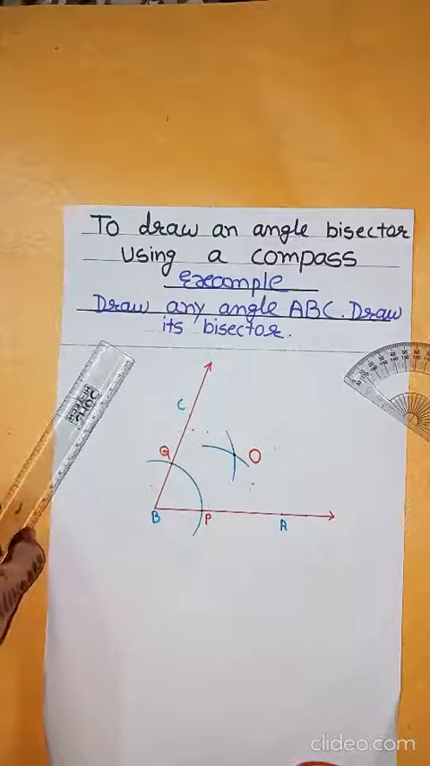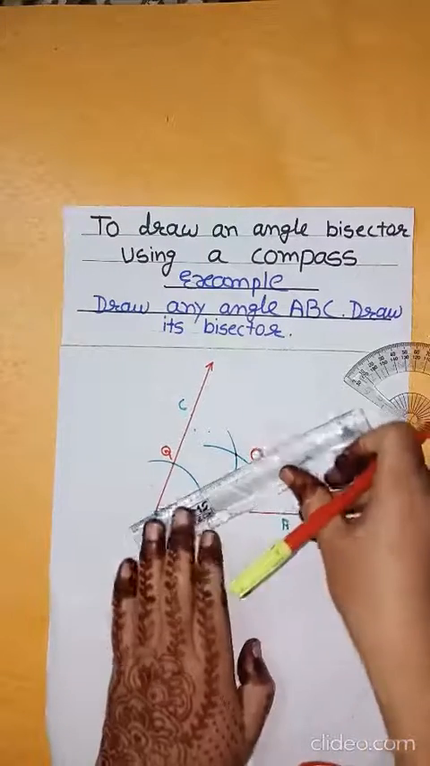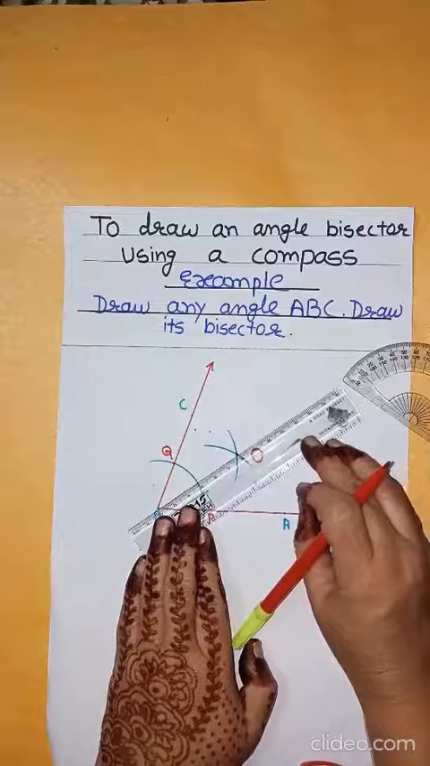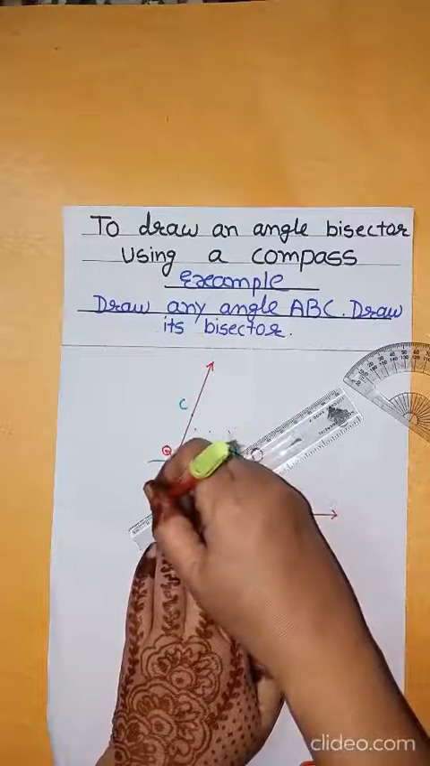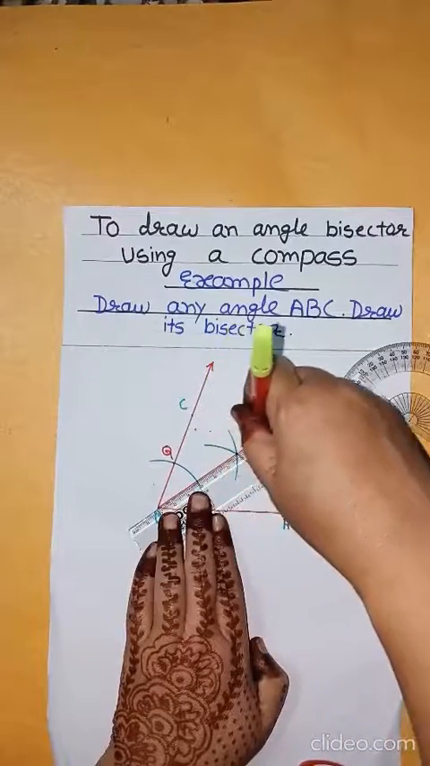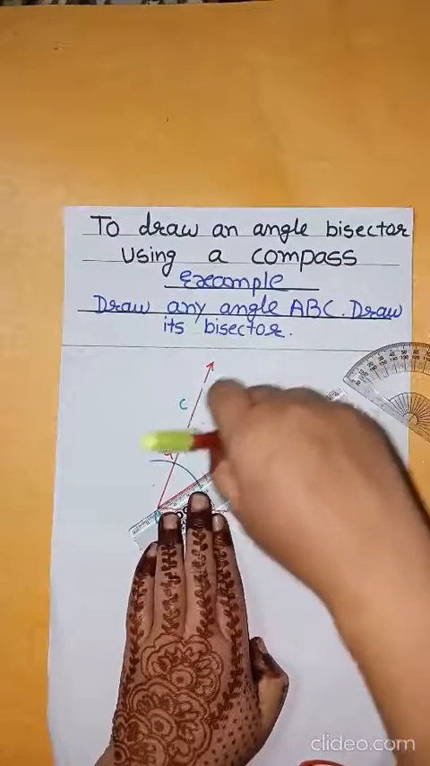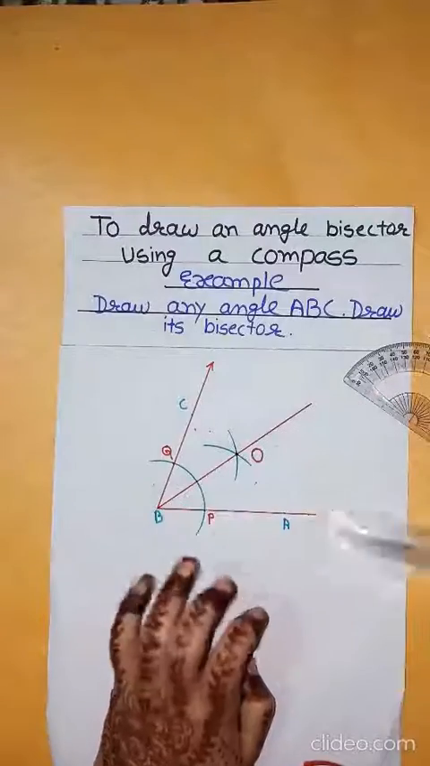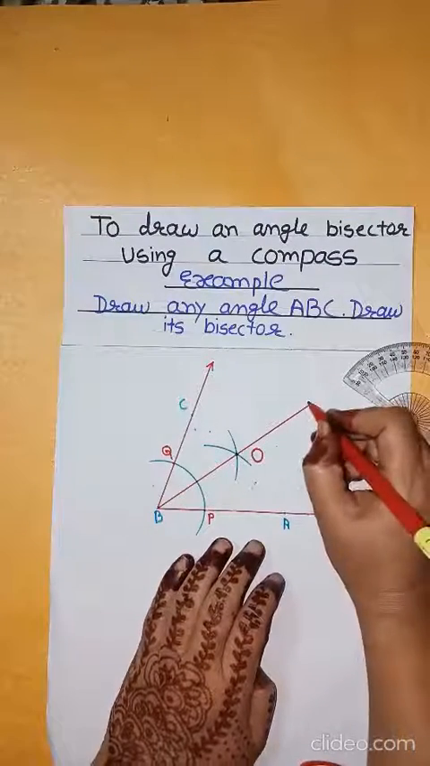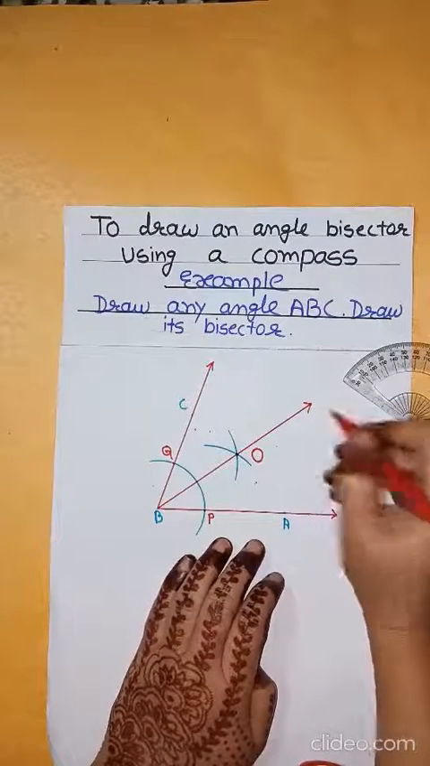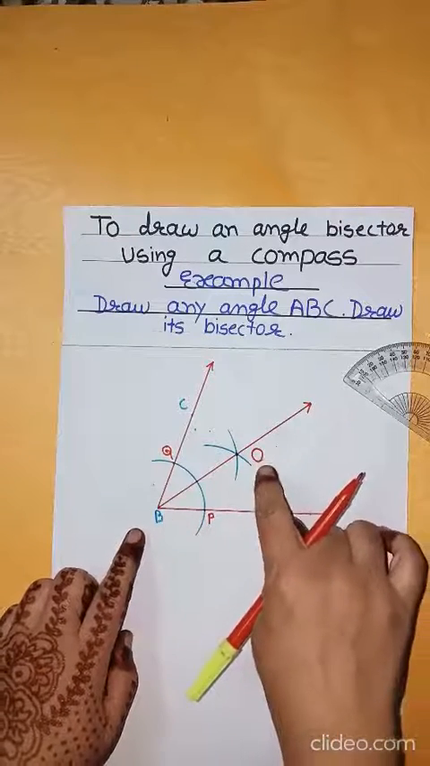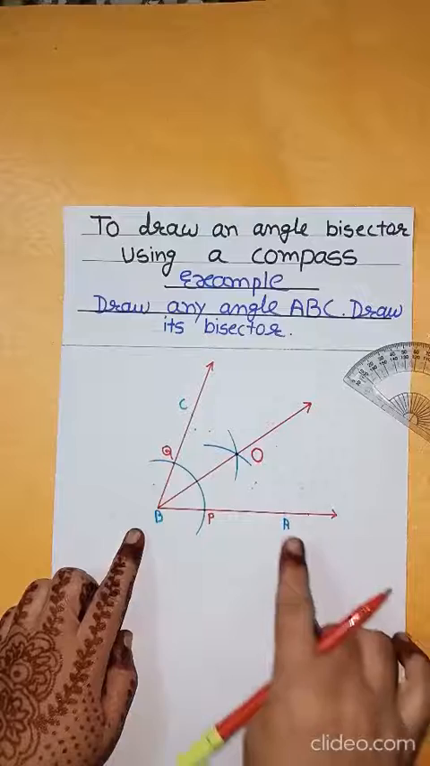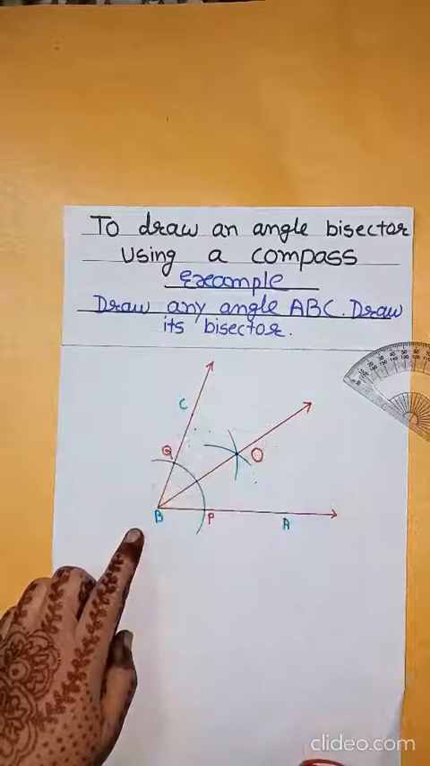Now with the help of a scale, you have to draw one ray which starts from the vertex of the angle, that is point B, and passes through the intersection point O, and this ray BO is called the bisector of the given angle ABC.